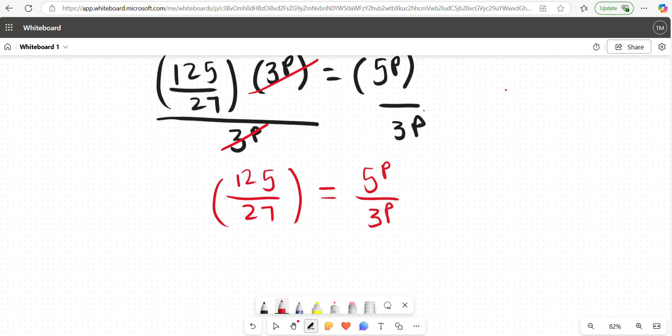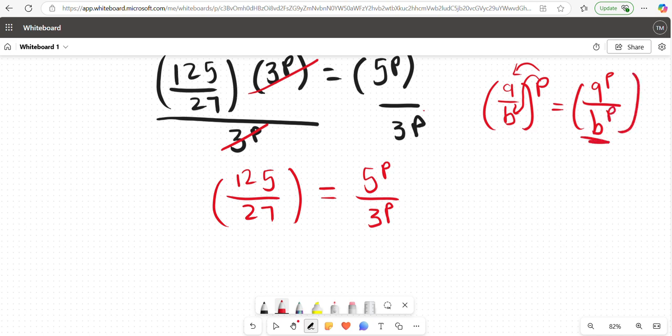I'm going to use the law that says if I have a over b and this is all to the power of p, the a receives the exponent of p and the b receives the exponent of p. So it ends up being a to the power of p divided by b to the power of p. So what I have is the guy on the right hand side, and I want to rewrite him as the guy on the left hand side. And that's what I'm going to do to this power of p that I see on the right hand side.